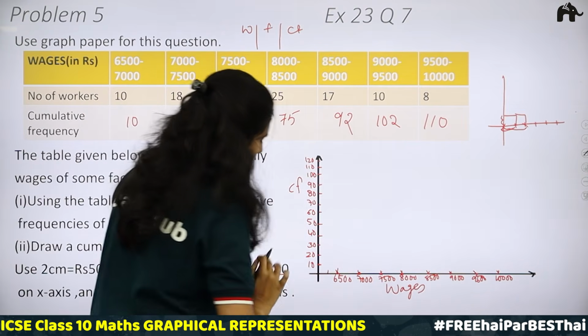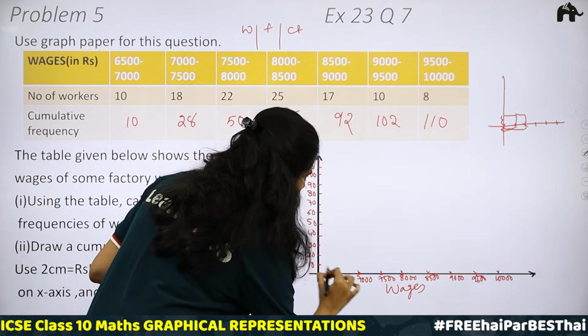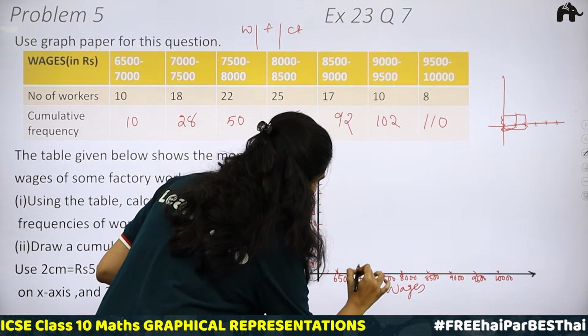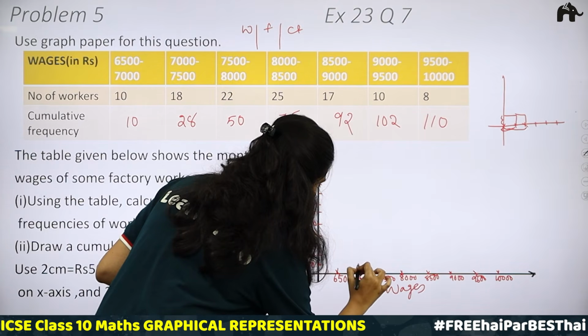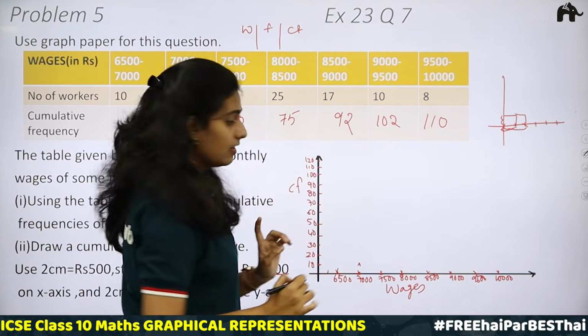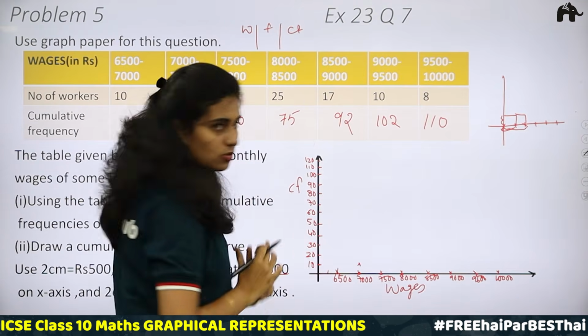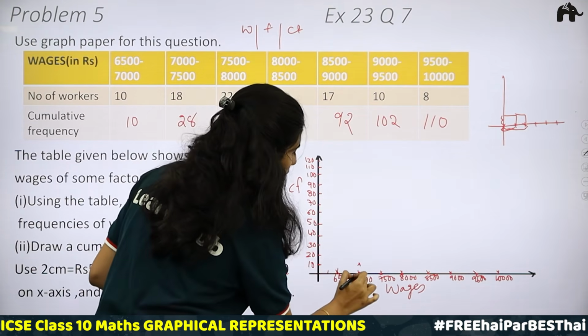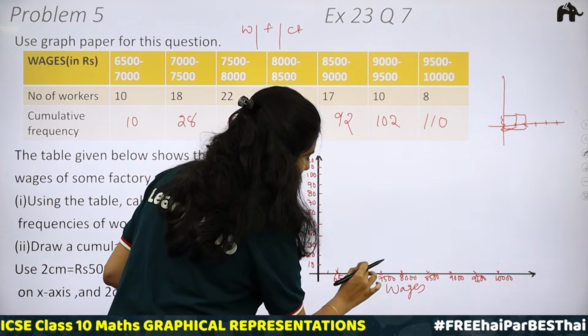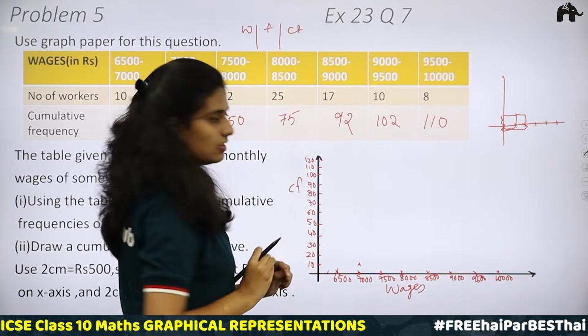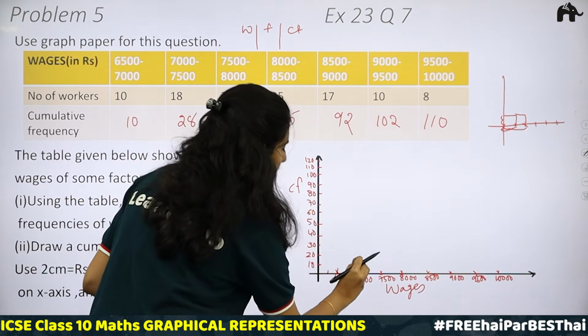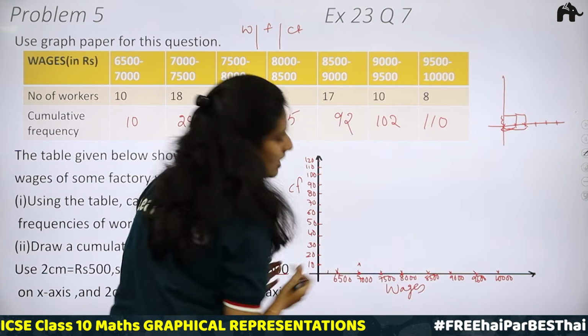Here the cumulative frequency is 10. So here at 10 will be marking. So 7,000 will be getting 10. Okay. Here 6,500 is the origin. The first point will be marking for 7,000. Okay. That is less than 7,000. It means 10 workers are having wages less than 7,000.